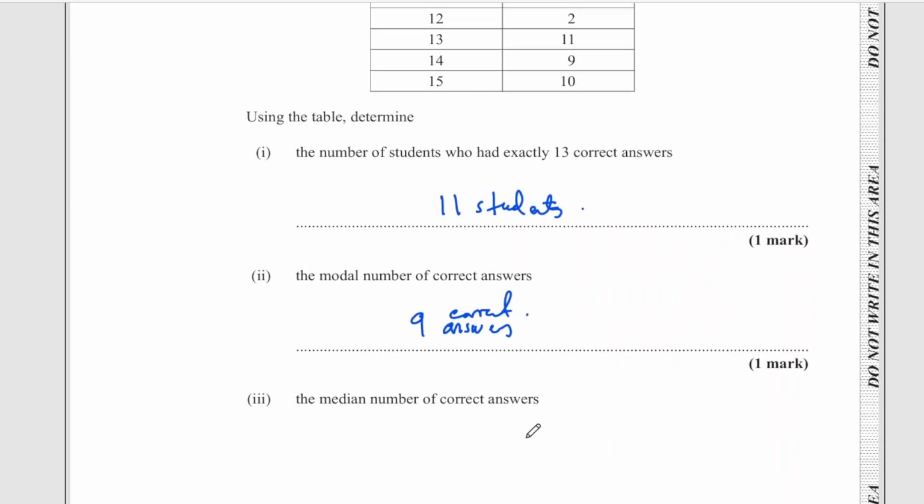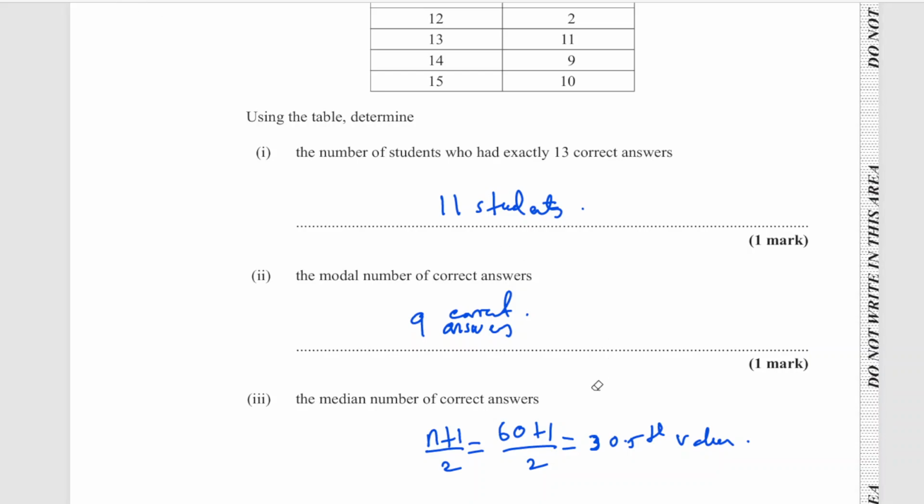Median number of correct answers. So median is n plus 1 over 2. N in this question is the total frequency, which is 60, which is the 30.5th value. So again, that is not the answer. We need to go and locate where this 30.5 falls.